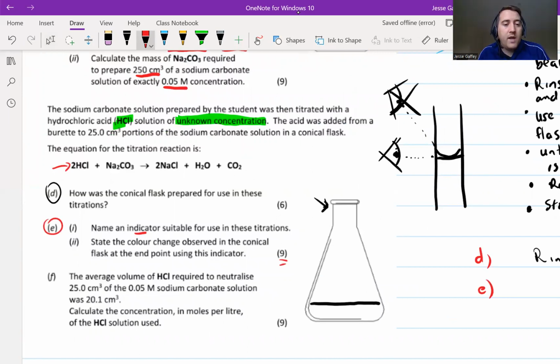All right, so hopefully you were able to write that down. If you weren't, I'm going to give you some help. This here is hydrochloric acid. It's a strong acid. This here is sodium carbonate. It's not sodium hydroxide, which is our main strong base. This is a weak base. So strong acid, weak base, what's the indicator? And then what's the color change? Pause the video, write it down.